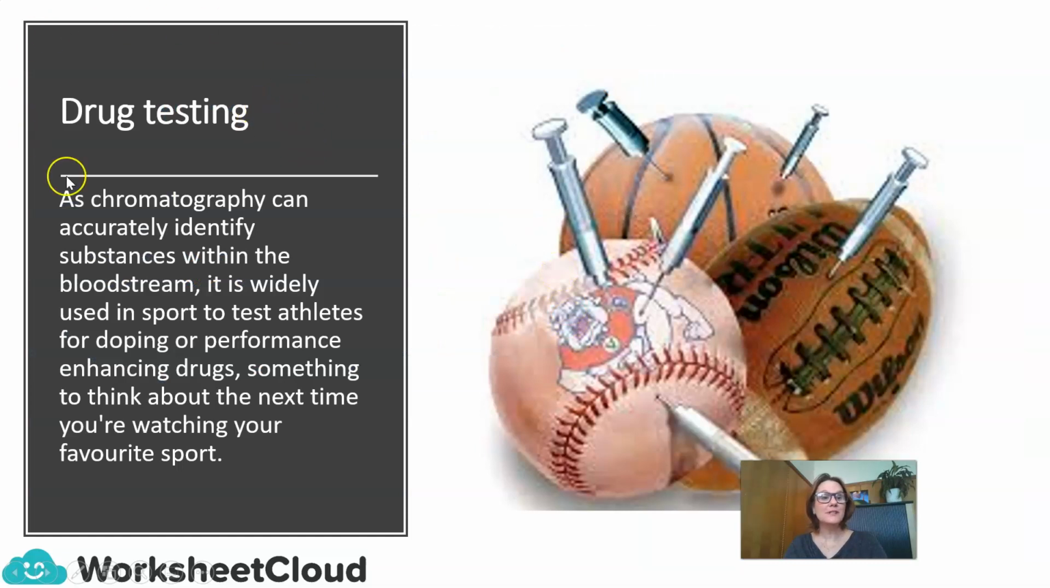It is also used in drug testing, as chromatography can accurately identify substances within the bloodstream. It is widely used in sport to test athletes for doping or performance-enhancing drugs. Something to think about the next time you're watching your favorite sport.